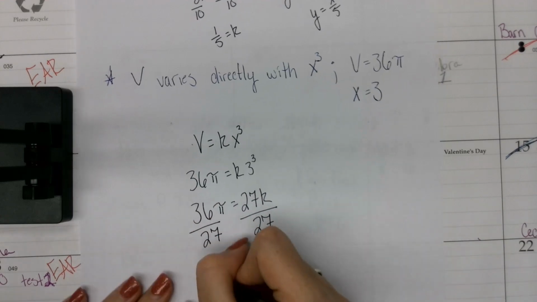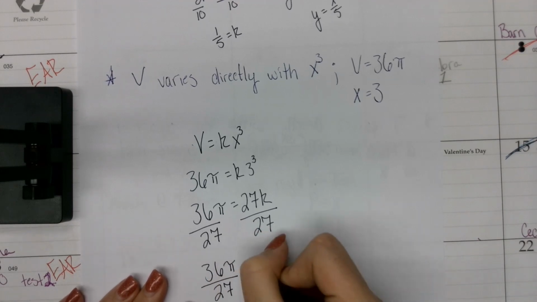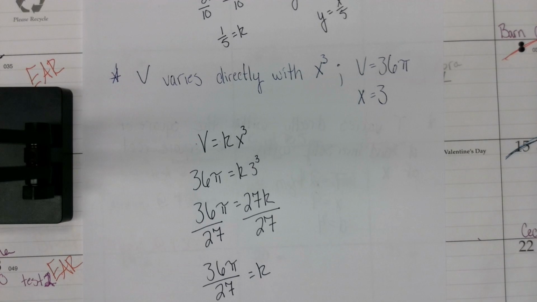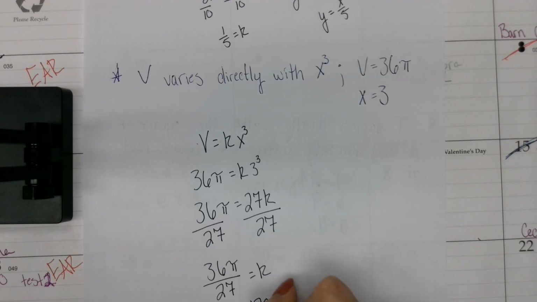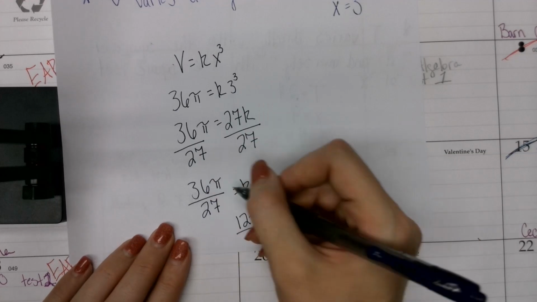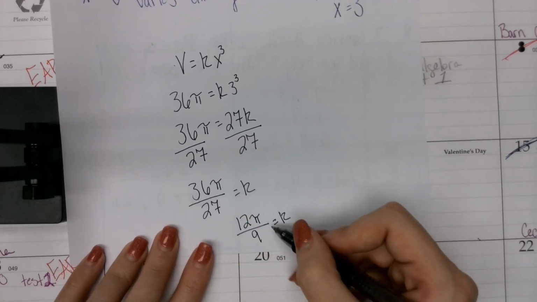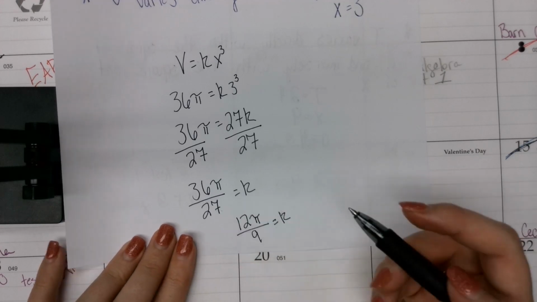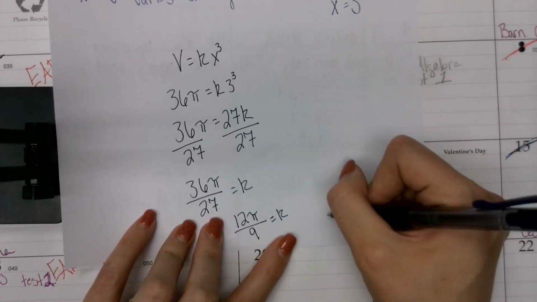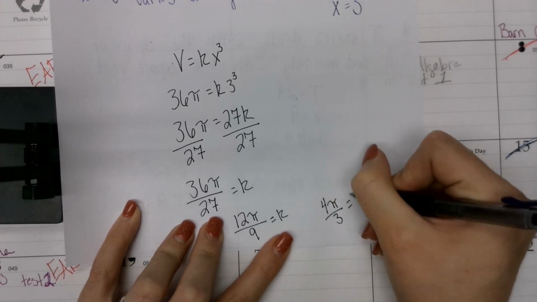So I have 36 pi over 27 equals k. I need to simplify this, so 3 goes into 36 12 times, so 12 pi over 9, and 3 goes into 27 9 times. That's not the lowest, because 3 goes into both of them again. So I'd end up with 4 pi over 3 equals k.